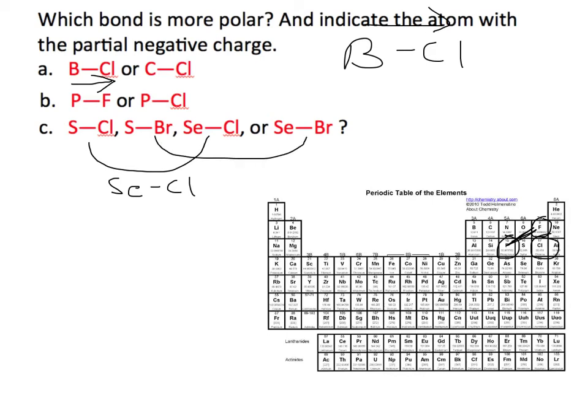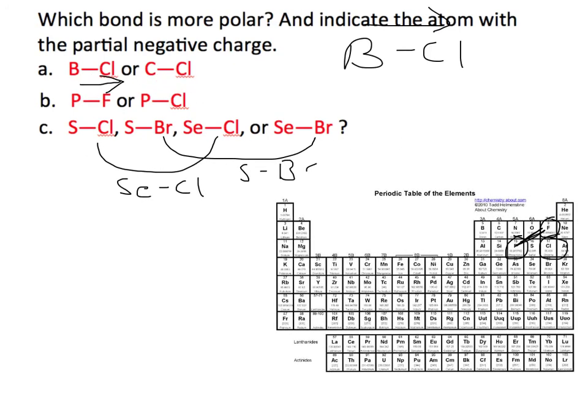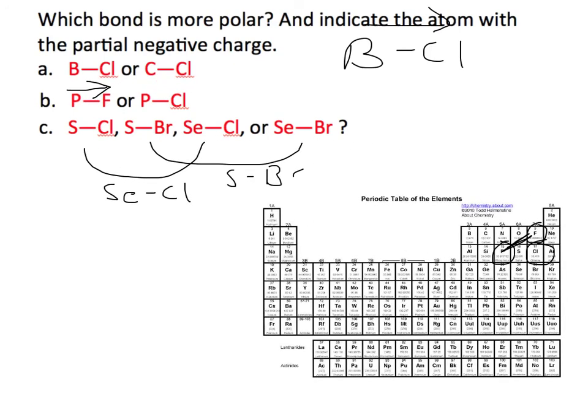We can see that sulfur bromide are farther apart, and so the sulfur bromide is going to be more electronegative, or more polar. Okay, then we can compare these two, and what we find is that the selenium chloride is going to be more electronegative because chlorine is the most electronegative, and so selenium chloride then is the most polar of the two.